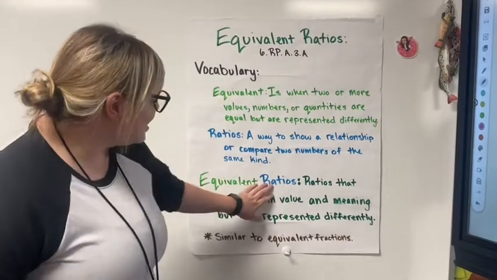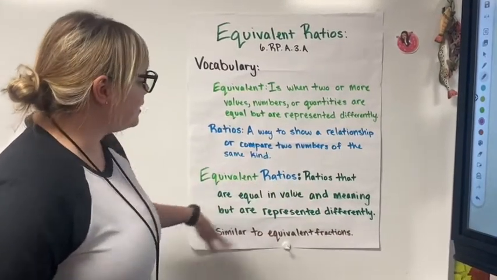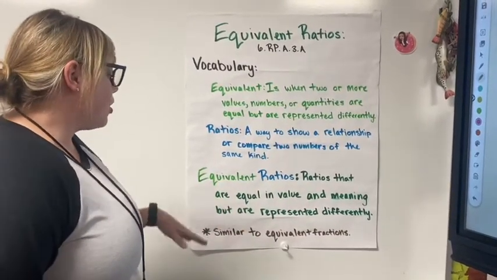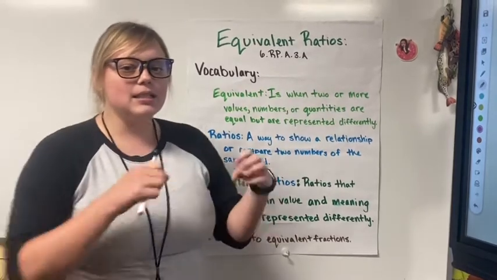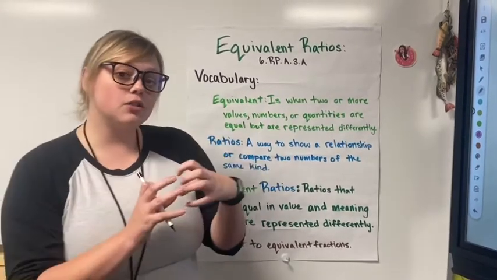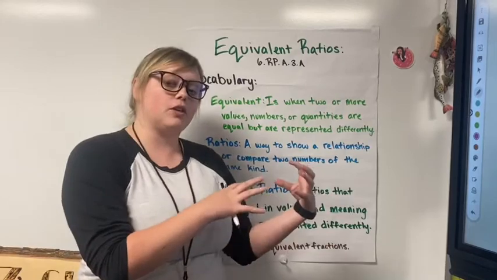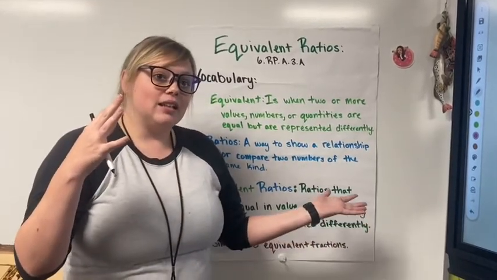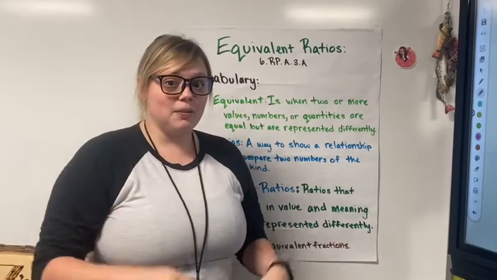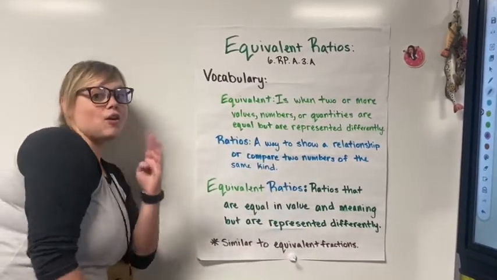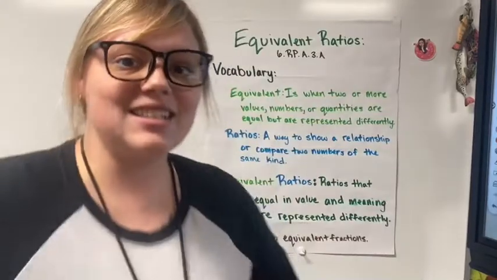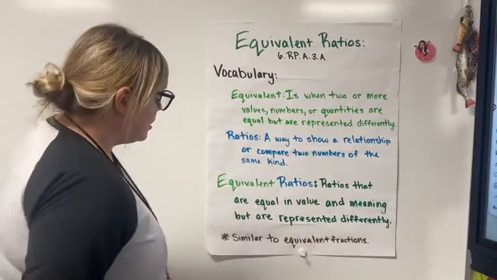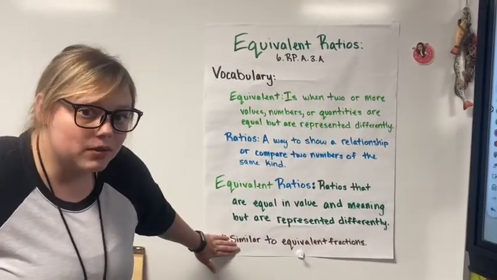Okay, equivalent ratios. Ratios that are equal in value and meaning, but are represented differently. That means the numbers could be bigger than the original ratio, or it could be smaller than the original ratio. So you can go both ways. It's like if you zoom in on something, the person could either be really far away, or they could be really close. It's like different representations. So these are similar to equivalent fractions.